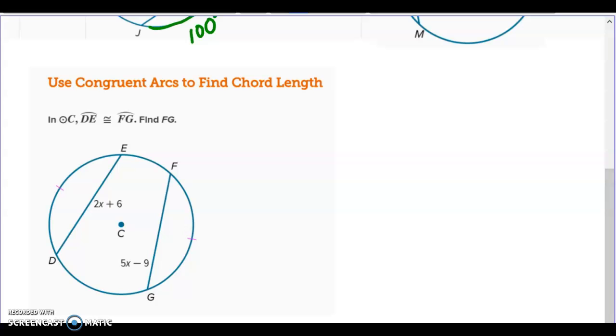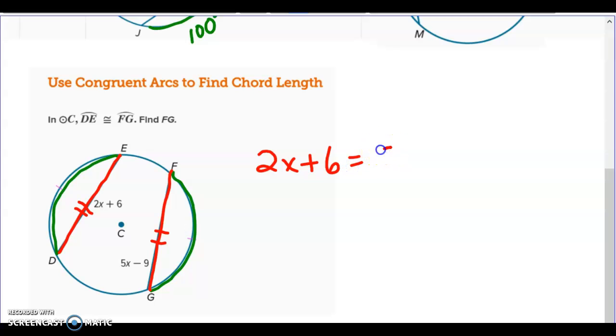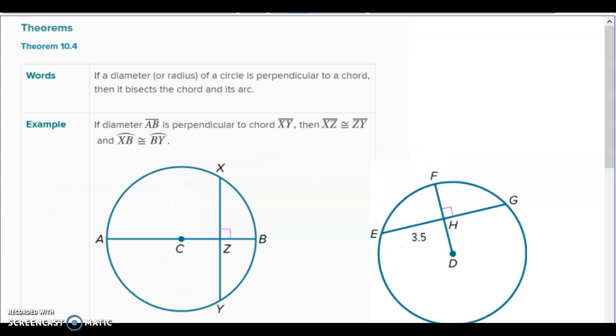On this one, since arc DE is equal to arc FG, because of these little hash marks, then chord DE would be equal to chord FG. So those are going to be equal. Then we would come over here and put them equal, and we would do the algebra. I will do that and put that in the PDF, but for time purposes, we're moving on.